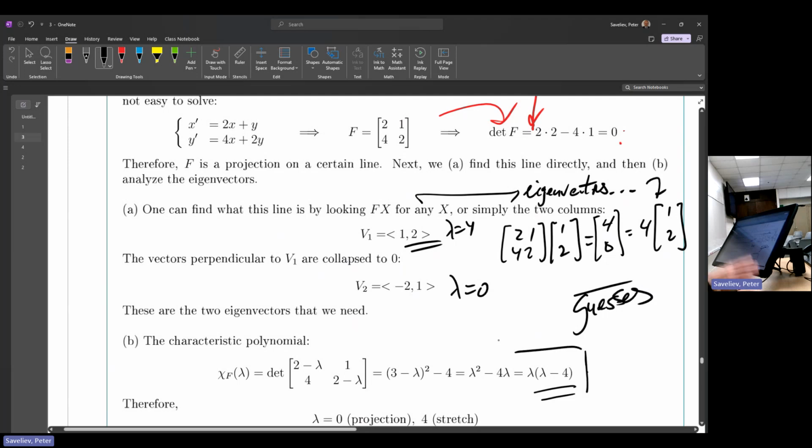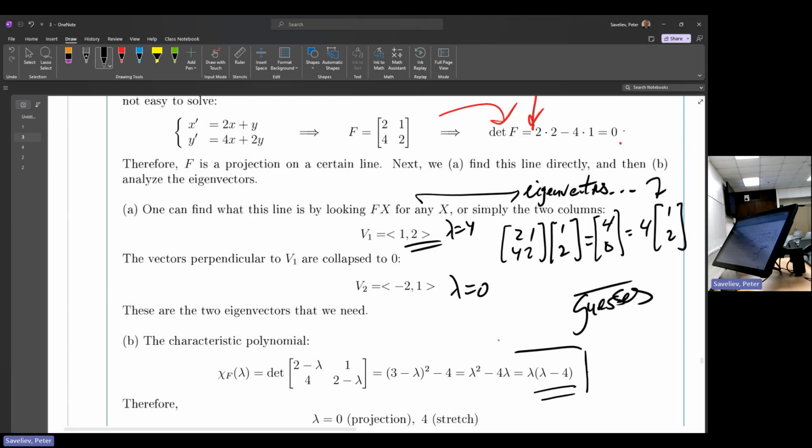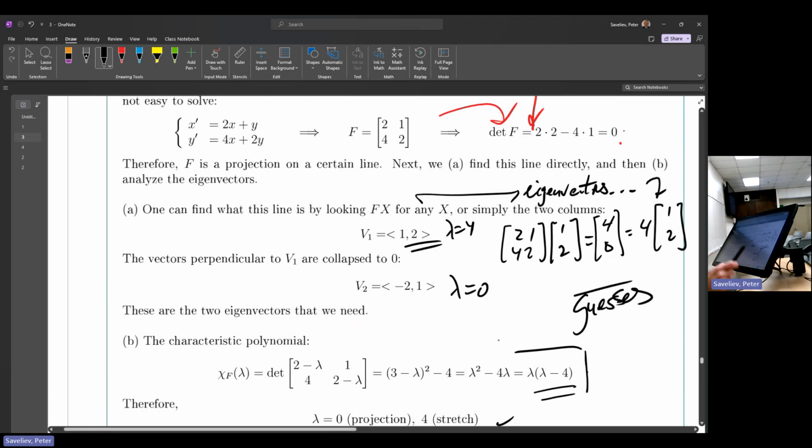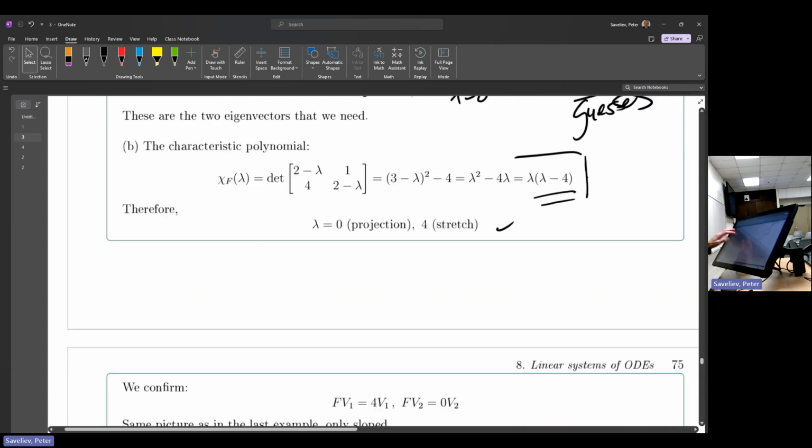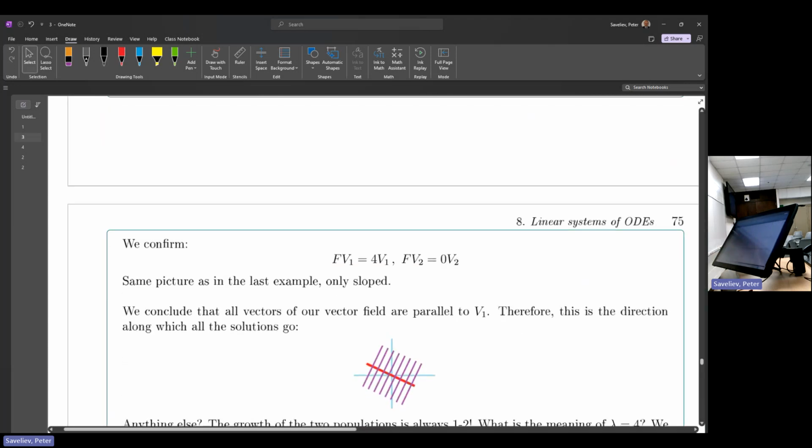If you want to do it straight, by brute force, you have a formula, so let's do it. My characteristic polynomial is lambda minus 4. I have two eigenvalues, 0 and 4, and once again one direction will be stretched, the other one is a projection, and this is what it looks like.